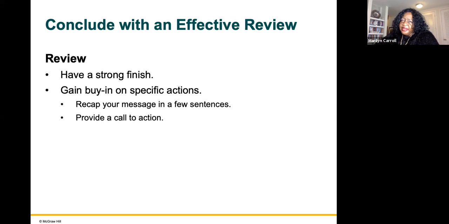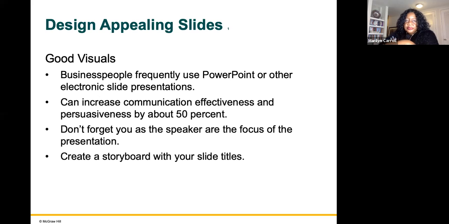I used to do it at the bank, but I haven't done it in some of the other areas that I worked in. But I think I'm going to start doing that from here on out, and providing that monthly feedback and saying, here's what I've done this month. Here's how much time I'm spending on things. And so it's no surprise to her, and she or he won't have any challenges in putting together that review for me. So review, have a strong finish, gain buy-in for specific actions, recap your message in a few sentences, and provide a call to action.